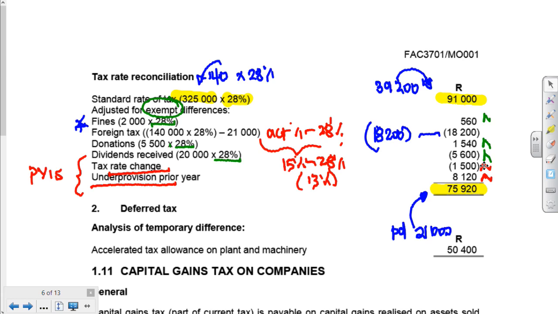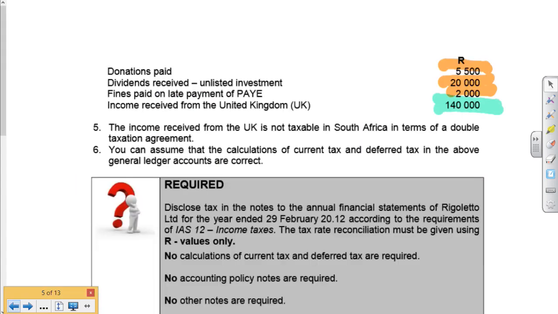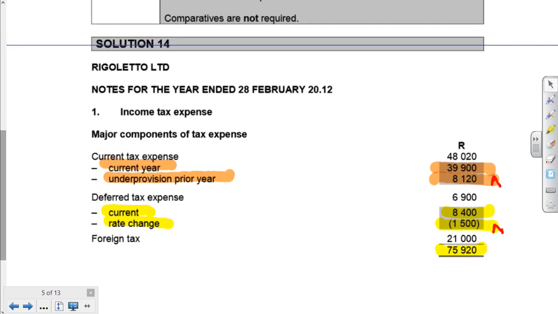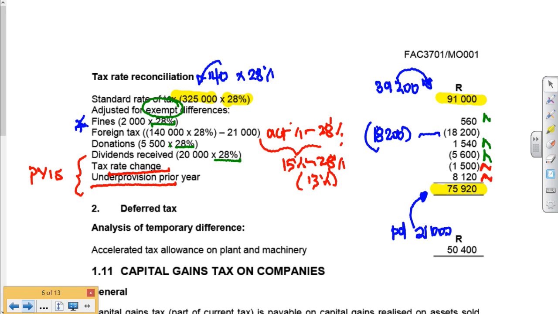This tax note with the recon is worth, or can be worth, a lot of marks, isn't it? Because look at how much work it took just to do, we've spent 3 lectures on it. Because this is what the tax note looks like. Income tax expense, major components of tax expense, current tax, current year, prior year, over or under provision, deferred tax, current, which is your temporary differences, and rate change, foreign tax, and that's your total number. And then the recon, which looks like that.